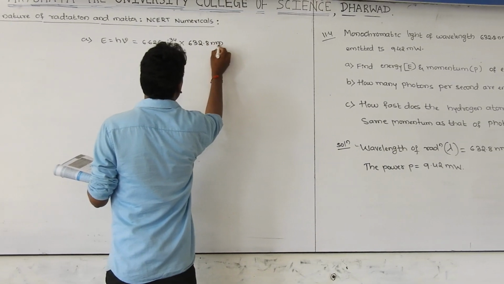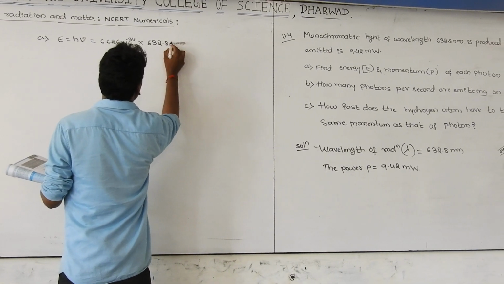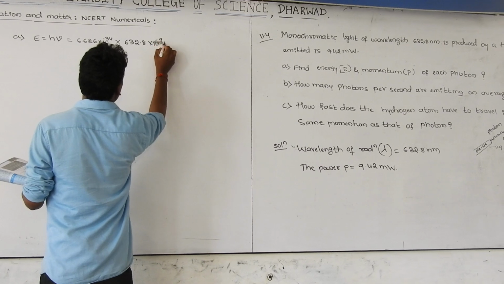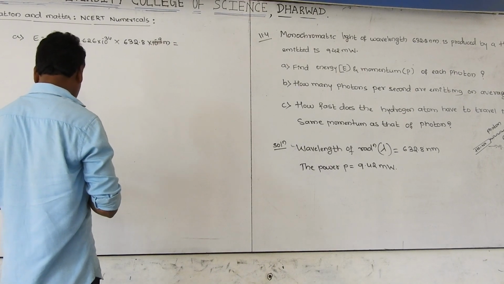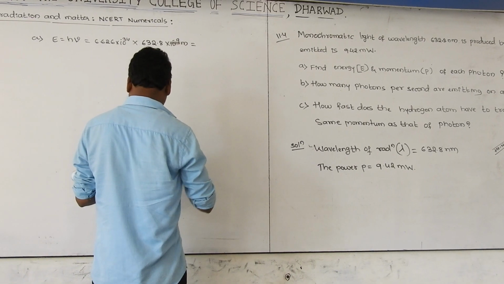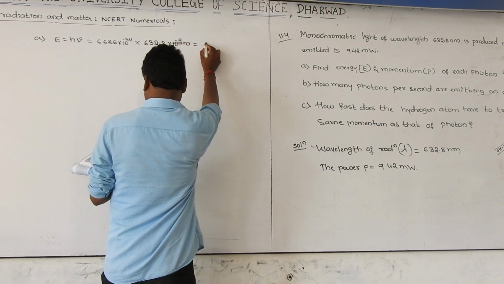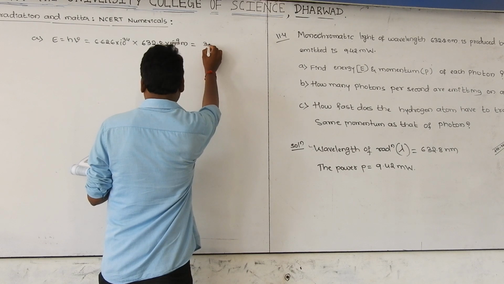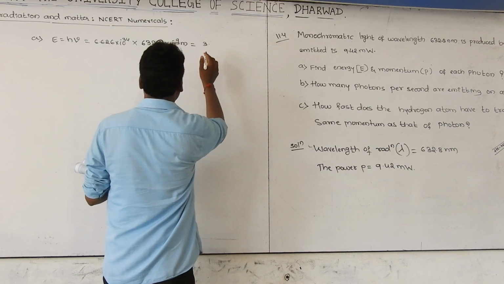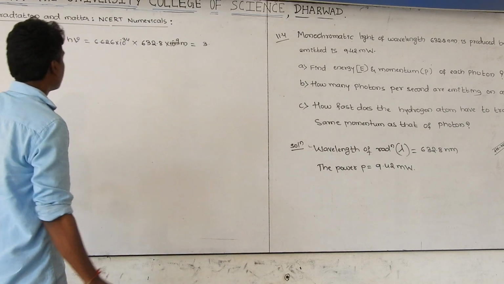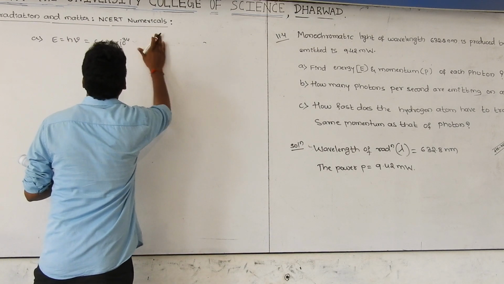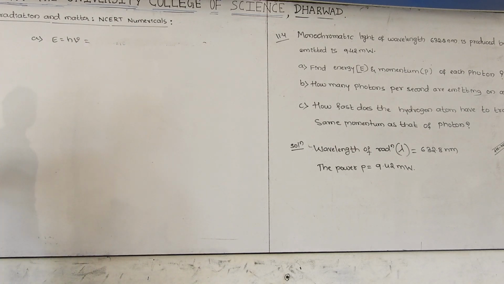632.8 nanometer. Convert nanometer in terms of meter, that is into 10 to the power of minus 9 meter. Calculate, you are getting the answer. That is E is equal to 3.14. Frequency we didn't give here. Don't keep the frequency. Frequency value we don't know.